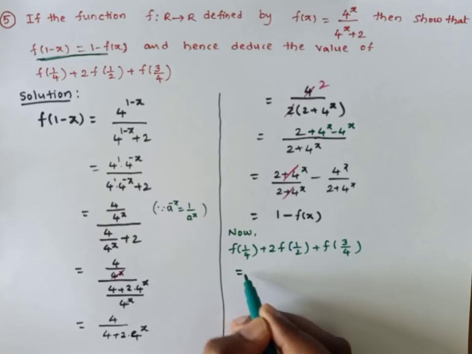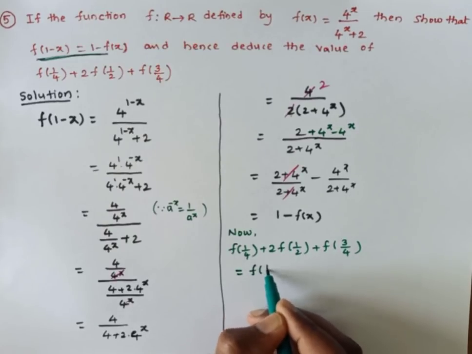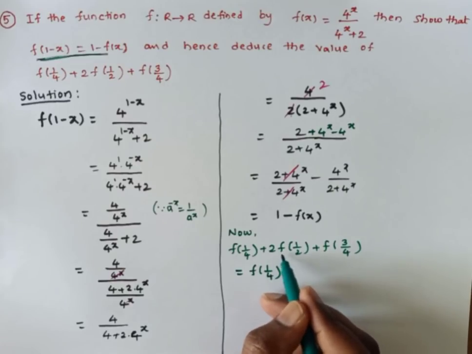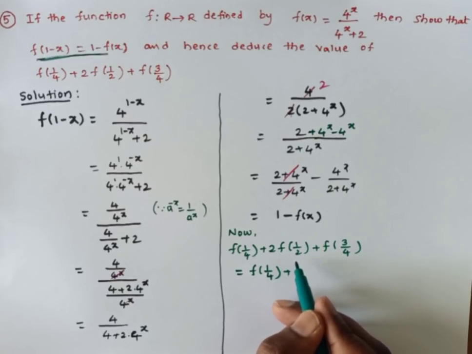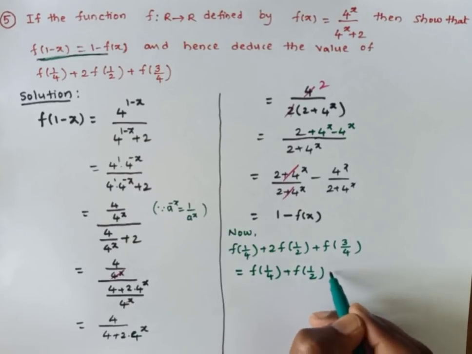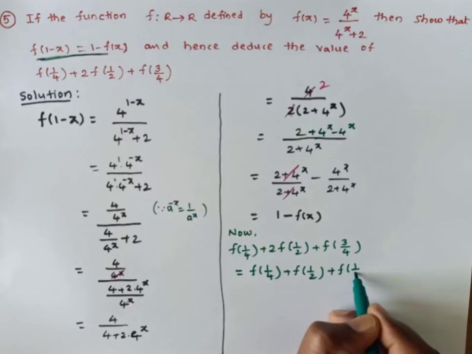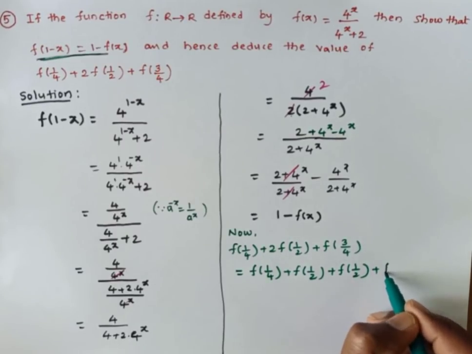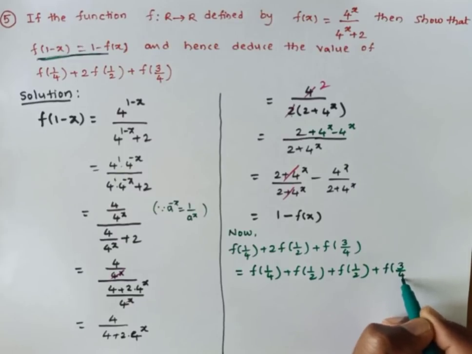Now here I am writing like this. See, f of 1 by 4 is as it is. f of 1 by 4 plus 2 into f of 1 by 2 means there are two f of 1 by 2's. So here I'm splitting like this, f of 1 by 2 plus f of 1 by 2 plus f of 3 by 4 is there. So let it be as it is, f of 3 by 4.